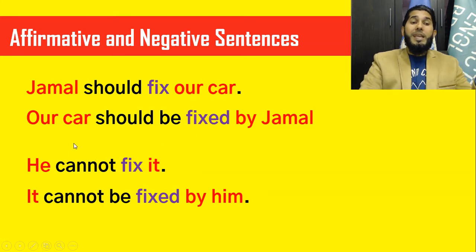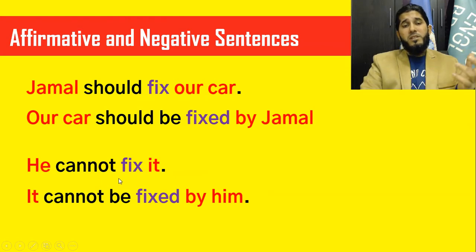Now look at this negative sentence. He cannot fix it. He cannot or he can't fix it. So subject, and after the modal auxiliary, not: cannot, should not or shouldn't, would not or wouldn't, could not or couldn't. And then the main verb again in base form and then the object. So the word it is the object of this main verb and is the receiver of this action, and he is the subject of this sentence, so he is the doer of this action.